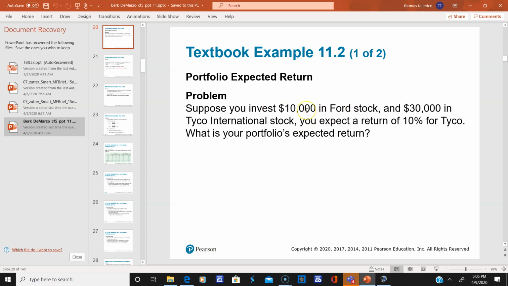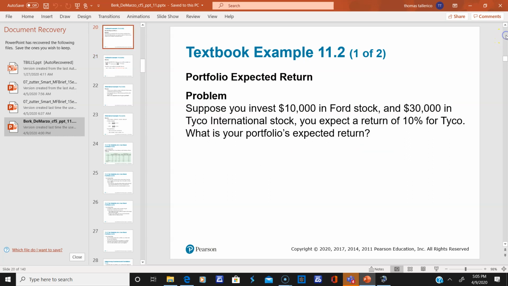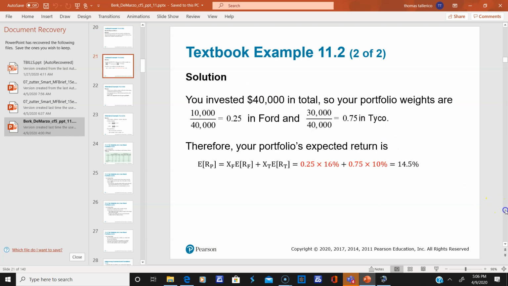this slide here, which I think is slide 21, if I'm not mistaken. I think it's this one, or 20. It's slides 20 and 21. It's a mess, and I think I talked to you about this already. They don't give you the expected return for Ford, but they give it to you for Tyco. And when we did the math, it was all backwards. But the answer still comes out the same.